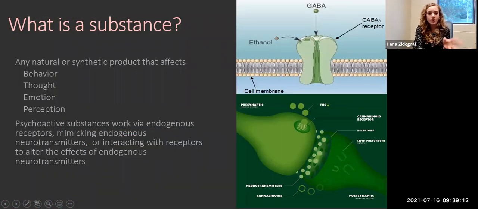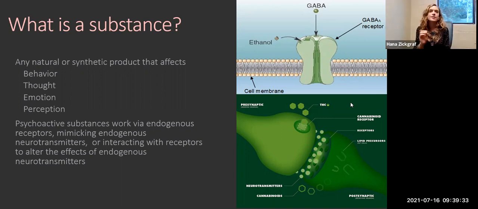Okay, so the psychological definition of a substance, and the definition that we're going to be using in these lectures, is any natural or synthetic product that influences a person's behavior, their thought, their emotion, or their perception. Substances that do these things, that interact with our nervous system, are known as psychoactive because they have psychological effects.